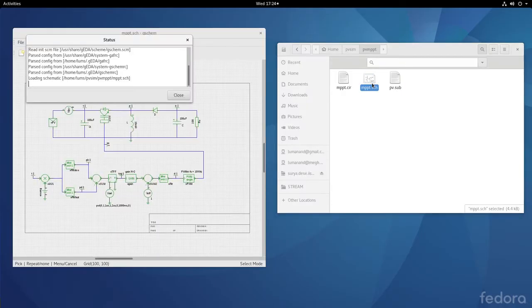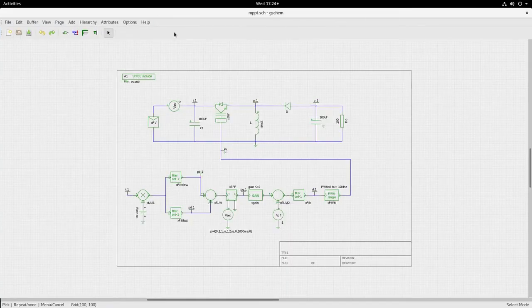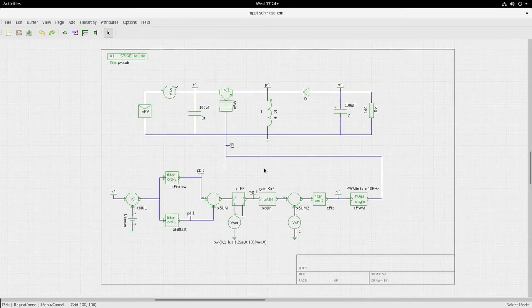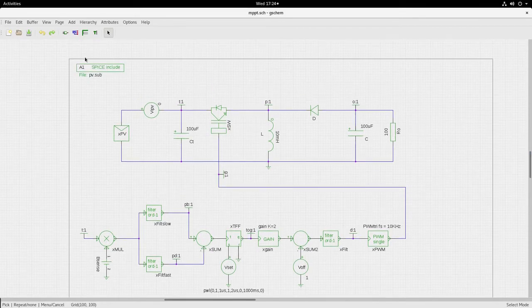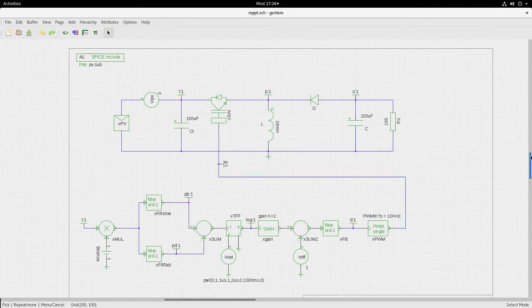Let us open the schematic file and let me zoom in. Observe here that this schematic is linked to pv.subcircuit. Now this schematic here we are familiar with. This is the PV source. This is the power semiconductor switch, the inductor L and the diode.